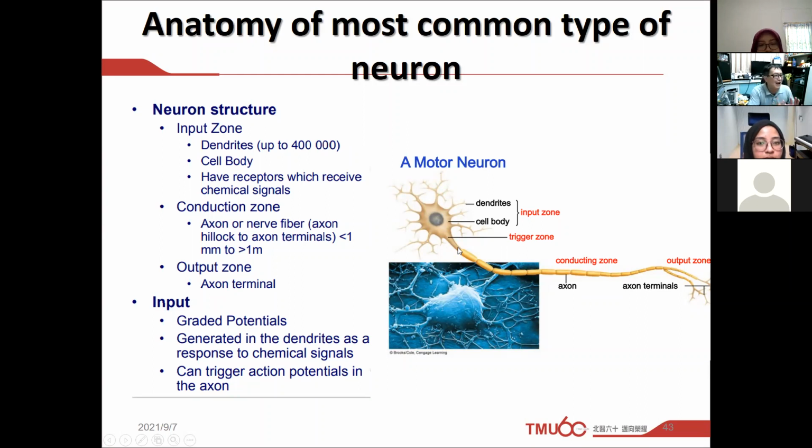According to the position of the axon, we can divide it into three different parts: the trigger zone, the conducting zone, and the output zone, which is really near the synapses. And the dendrite and cell body, which receive the external stimulation, we call the input zone. However, the input may also contain a gradient potential. They can activate, but they do not pass the impulse of the neuron from nerve to nerve.